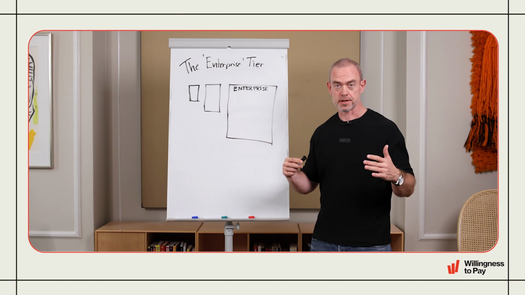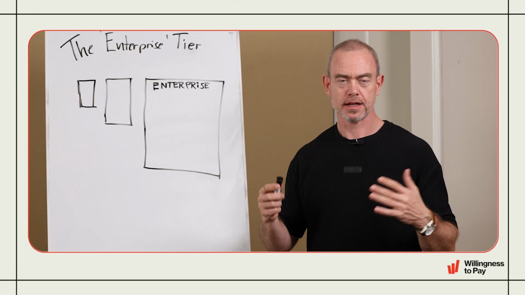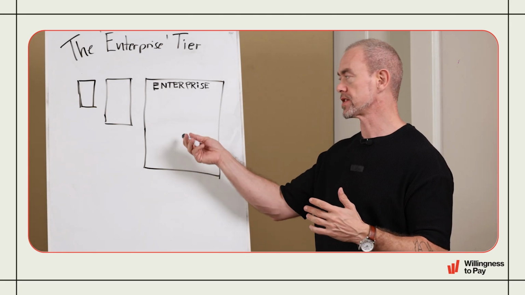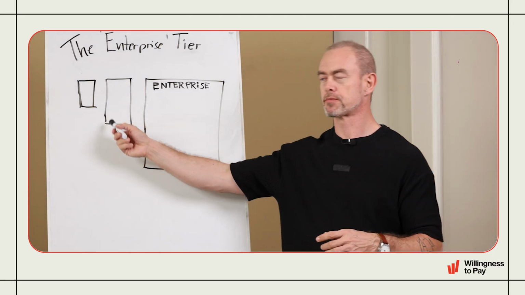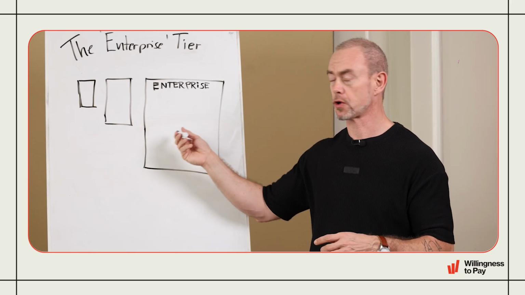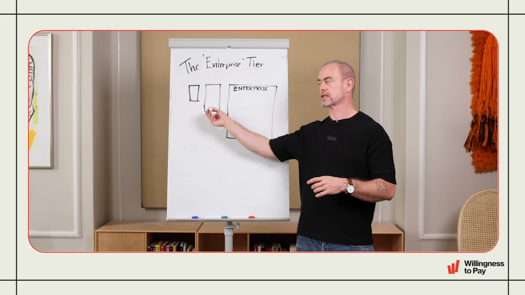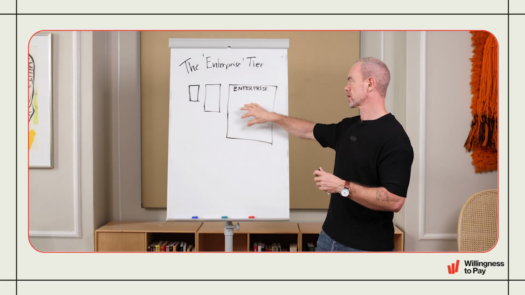The enterprise tier. So how do you package for enterprise customers? Most packaging at the end of it has an enterprise tier that's just banged on to the right. So usually it'd be something like basic, pro, enterprise, or advanced, pro, enterprise, whatever it is. It also might be leads, sales, enterprise, depending on how you do packaging. So the enterprise tier is a special thing.